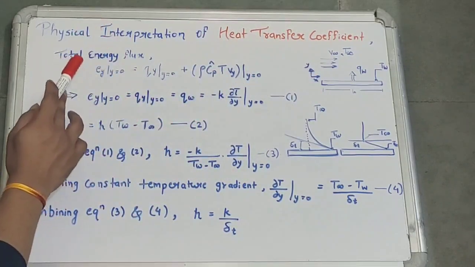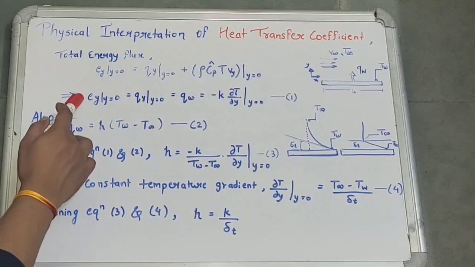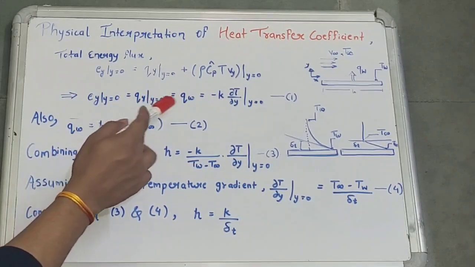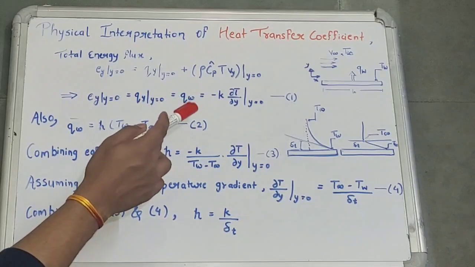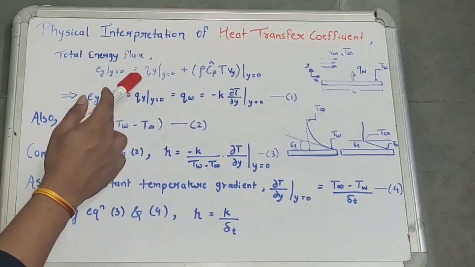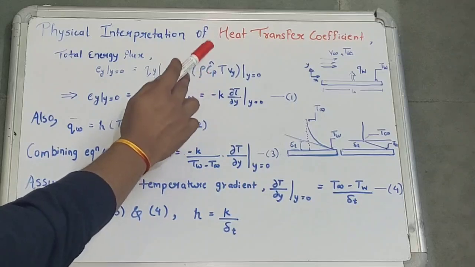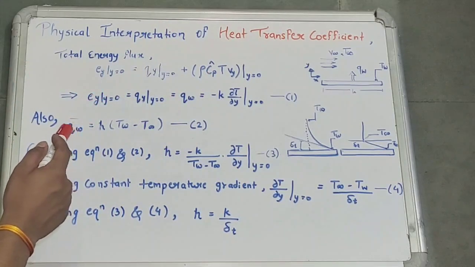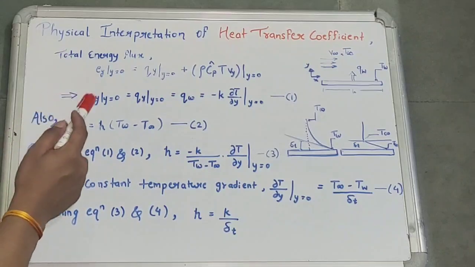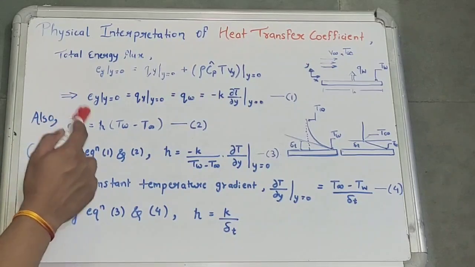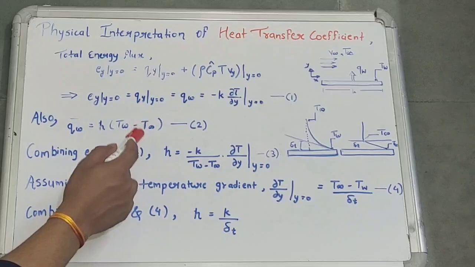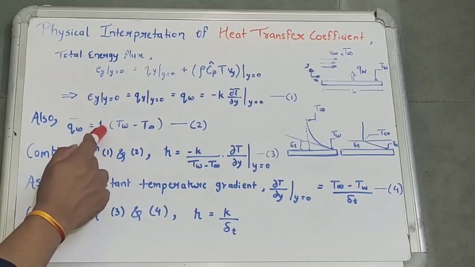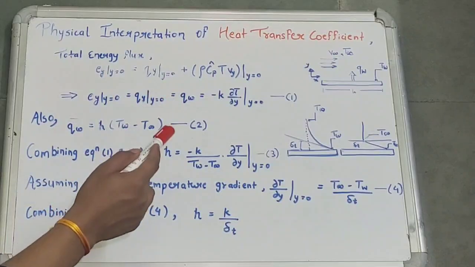Therefore, this equation reduces to Ey at y equal to 0 is equal to qy at y equal to 0 is equal to qw is equal to minus K ∂T by ∂y at y equal to 0. So this term is cancelled. Now, also there is another term relating the total energy flux, which is given as qw is equal to h (Tw minus T infinity). This is nothing but the relation between the energy flux and the heat transfer coefficient. This is our equation 2.